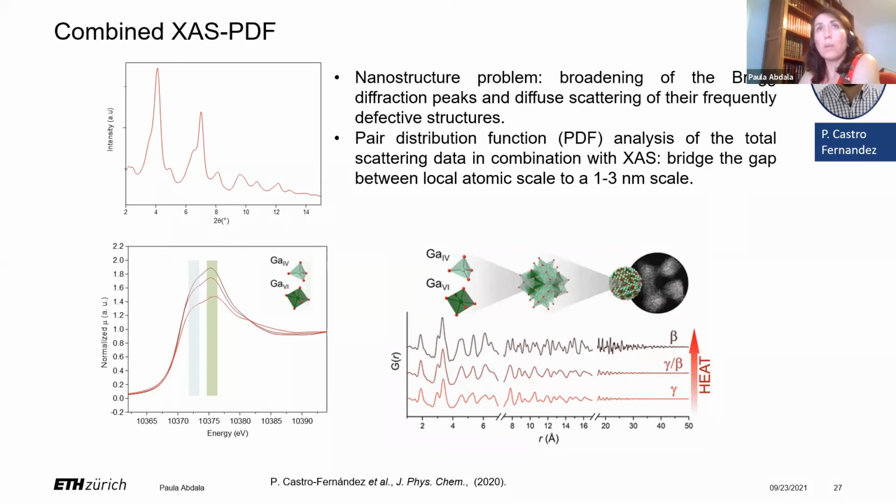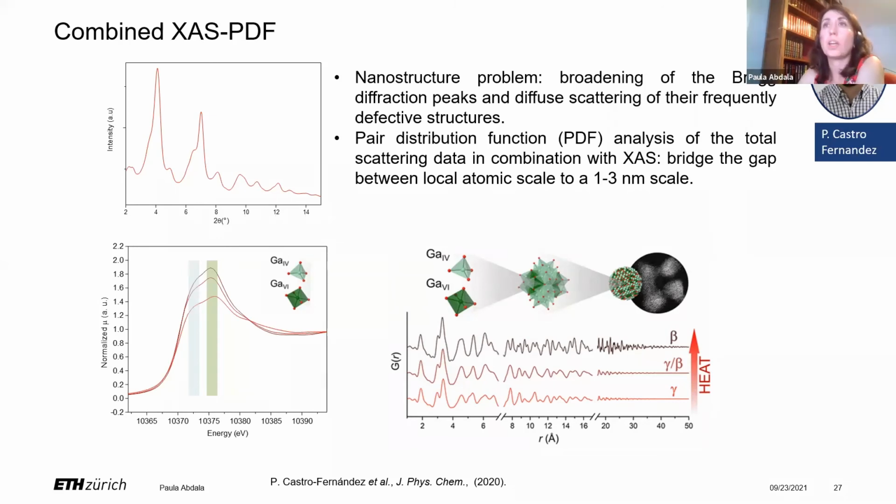So one way of going further into this analysis is to use pair distribution function analysis, which requires high energy and high Q, high 2 theta angles. With this, we can analyze powder diffraction data in real space, allowing us to analyze not only the Bragg contribution, but also the diffuse scattering. And here is an example.